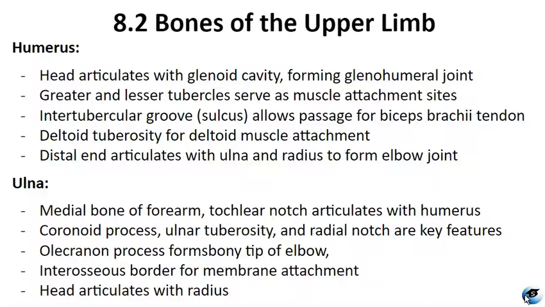The ulna is the bone on the inner side of the forearm. At the top, the trochlear notch of the ulna connects with the humerus, forming part of the elbow joint. Some key features of the ulna include the coronoid process, ulnar tuberosity, and the radial notch. The coronoid process helps stabilize the elbow joint. The ulnar tuberosity is a point where muscles attach, and the olecranon process forms the bony tip of the elbow. Along the length of the ulna is the interosseous border, which provides attachment for a membrane. And then the head of the ulna connects with the radius bone, allowing for rotation of the forearm.